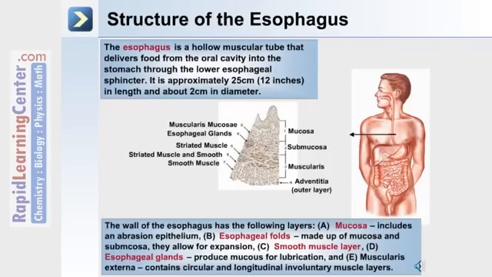The wall of the esophagus has the following layers: A. The mucosa, which includes an abrasion epithelium. B. Esophageal folds, which are made up of mucosa and submucosa, and these allow for expansion. C. A smooth muscle layer. D. The esophageal glands, which produce mucus for lubrication. And E. The muscularis externa. This contains circular and longitudinal involuntary muscle layers.